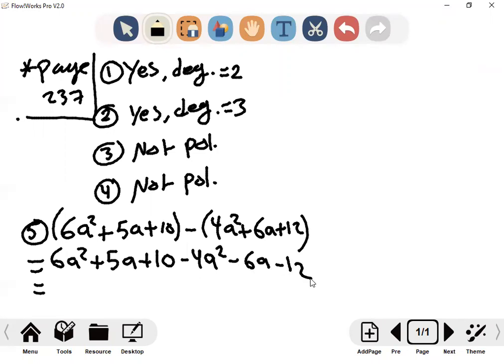Now combine the like terms. Yesterday we talked about the like terms, same exponent, same variable or variables. 6a power 2 minus 4a power 2, it is 2a power 2. 5a minus 6a, minus a. 10 minus 12, minus 2. This is question 5.